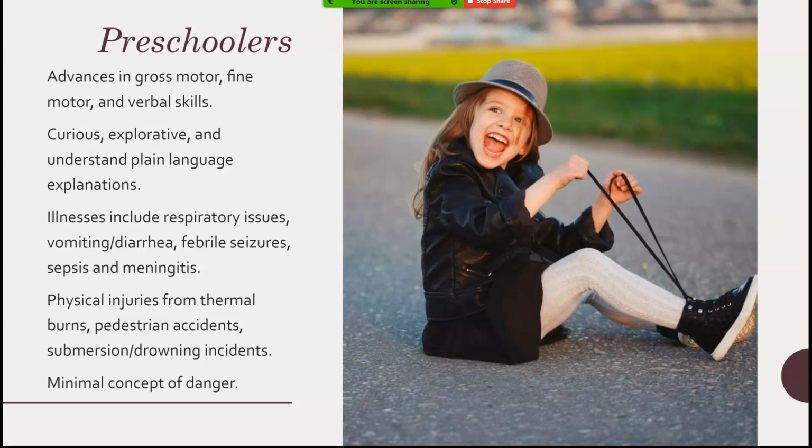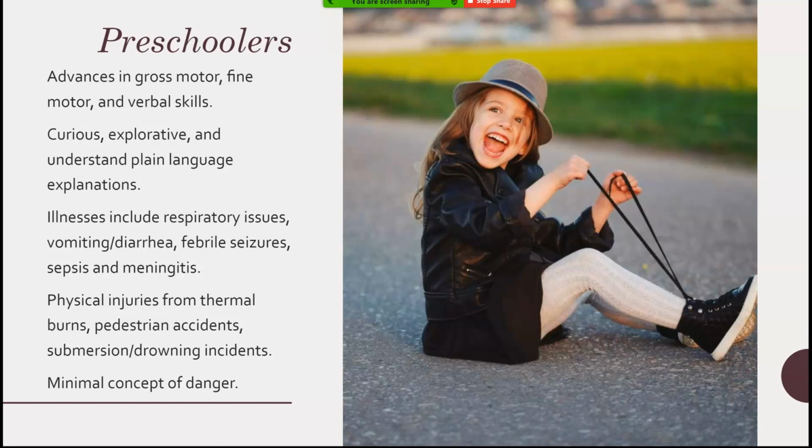This is also when they start to develop fine motor skills, so things like tying shoes, or doing buttons, or zipping zippers, right. They want to have that independence to be able to do it. Again, a lot of the same concerns for the first few years of life when you have respiratory issues, vomiting, diarrhea, febrile seizures, right? You're still kind of in that grouping of concerns.